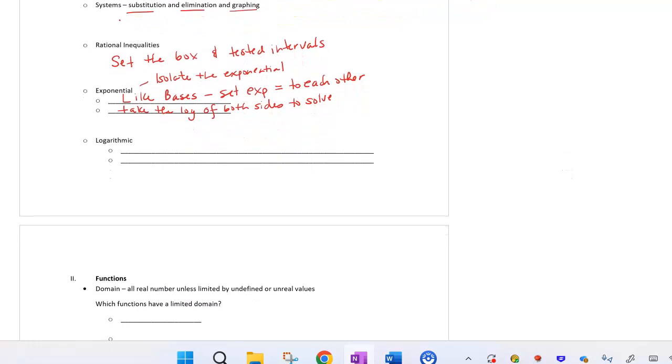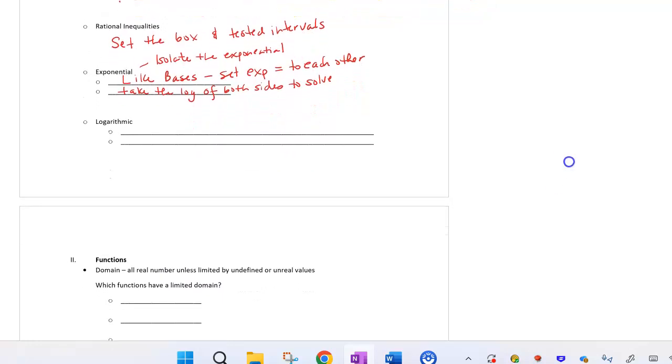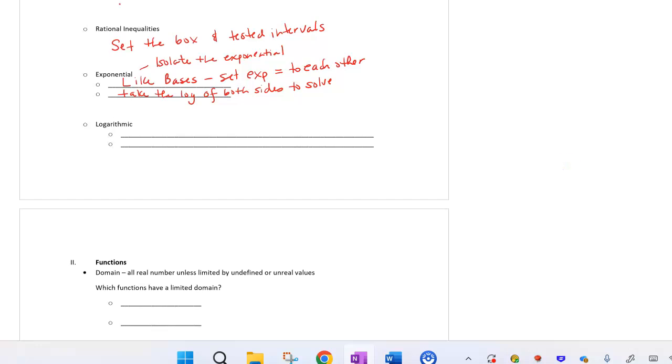And then we had the rational inequalities where you actually set that big box up, again, find the critical values, and you set the box up to test intervals to see where the solutions live in which intervals. The last two types of equations we learned how to solve were exponential and logarithmic.